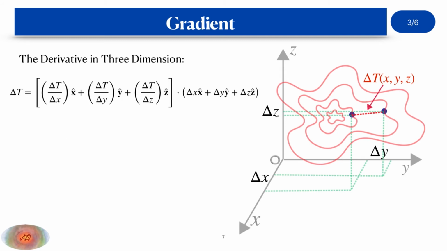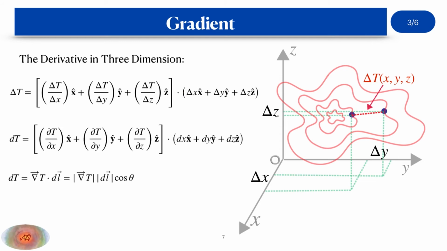And finally, you can add them up to represent the total change in the temperature of the scalar field that may take place due to the movement of the infinitesimal distance in all the three dimensions, and here you can represent it by the dot product.